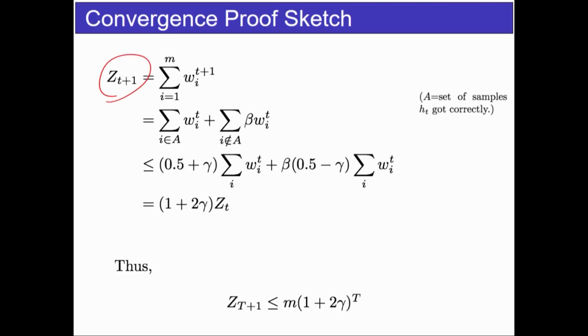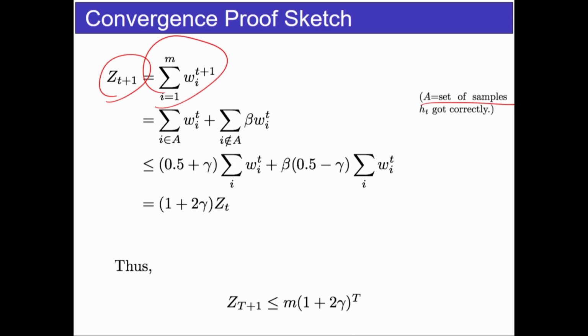So the next thing is a little bit more algebra, but it's not really complicated at all. So you have your Z_{t+1}. Consider the total weights at iteration t+1, which is the sum over i equal to 1 to m of w_i^{t+1}. I'm going to split this into two. At iteration t, h_t is your weak classifier. Say you have the set of samples for which h_t got the right answer. You call that A.